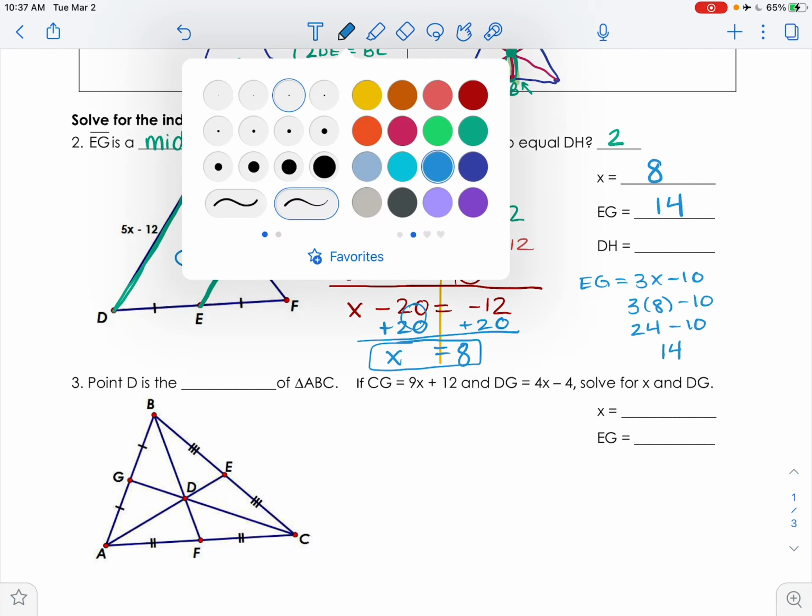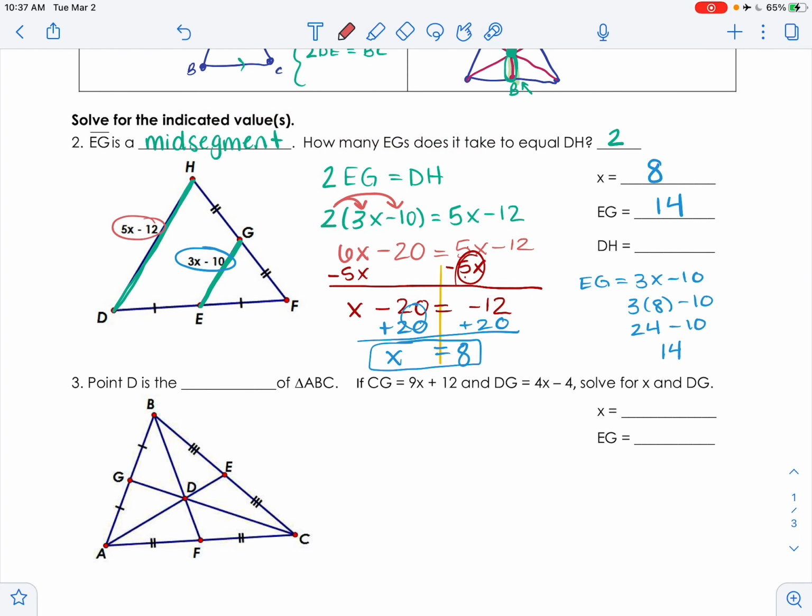The last piece asks me to find DH. So here's DH right here. And I'm going to plug in 8 for x. So 5 times 8 minus 12. 5 times 8 is 40. Minus 12 is 28. Now, another way you could do it is once you found EG, remember we said you take 2 of the midsegments to make up that third side. It is good to plug in just to check your work, but that's also another way to check as well.